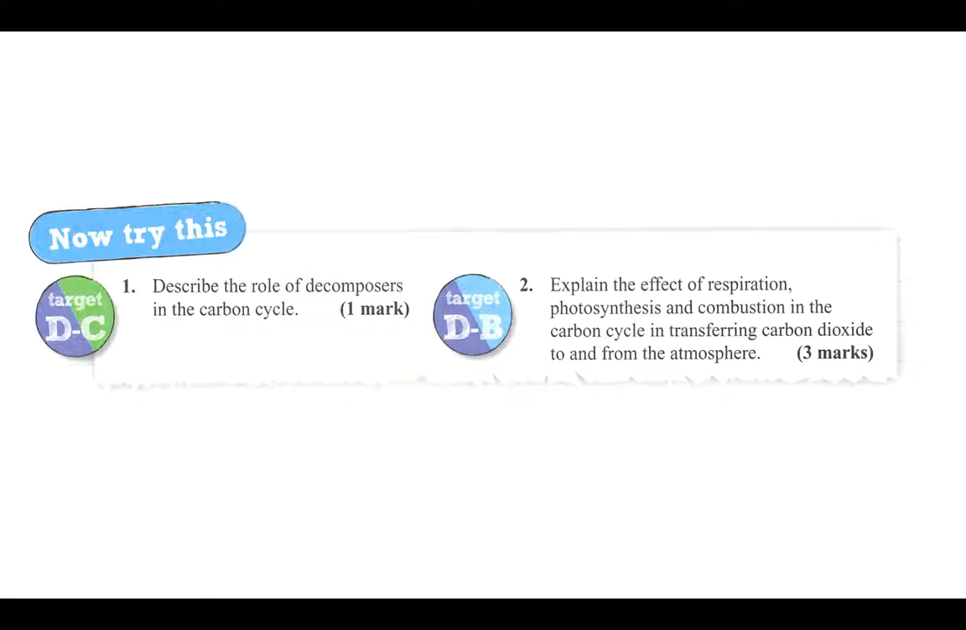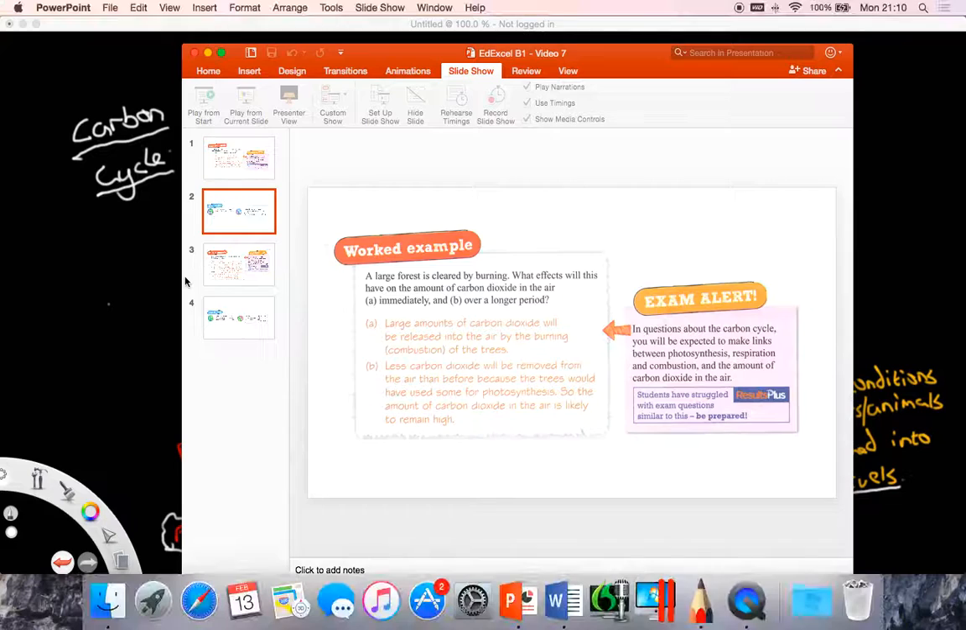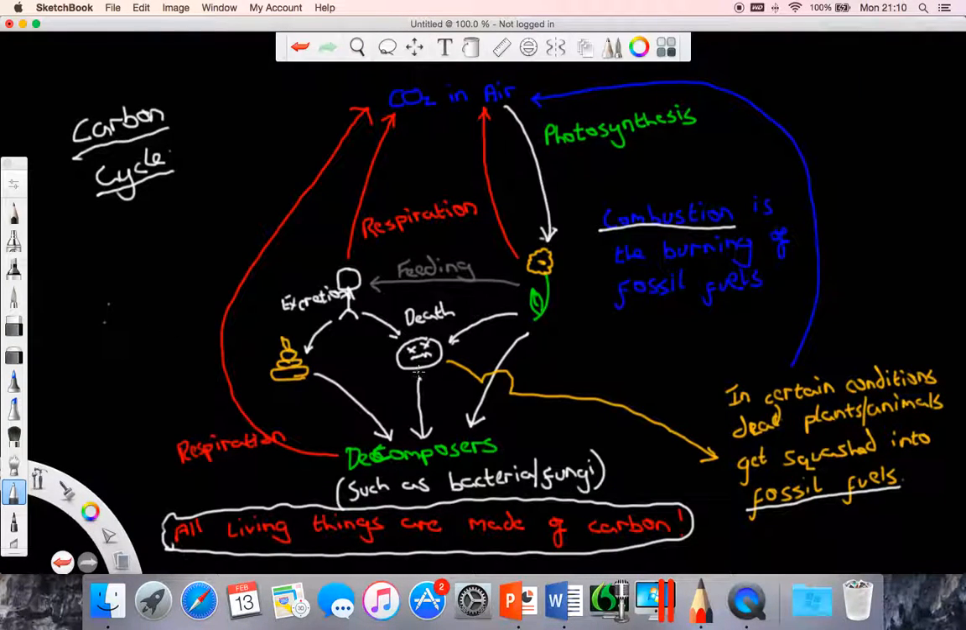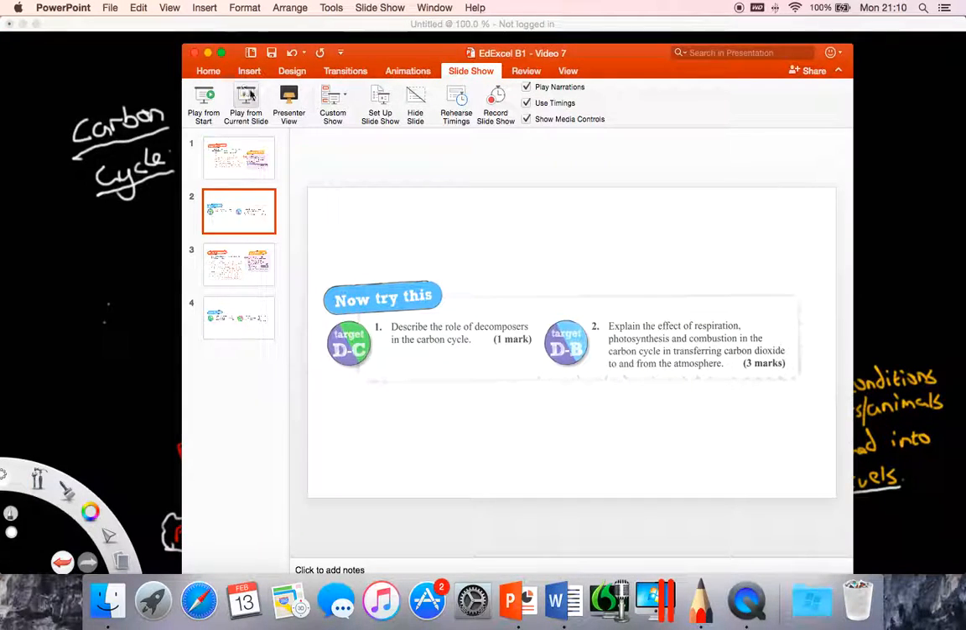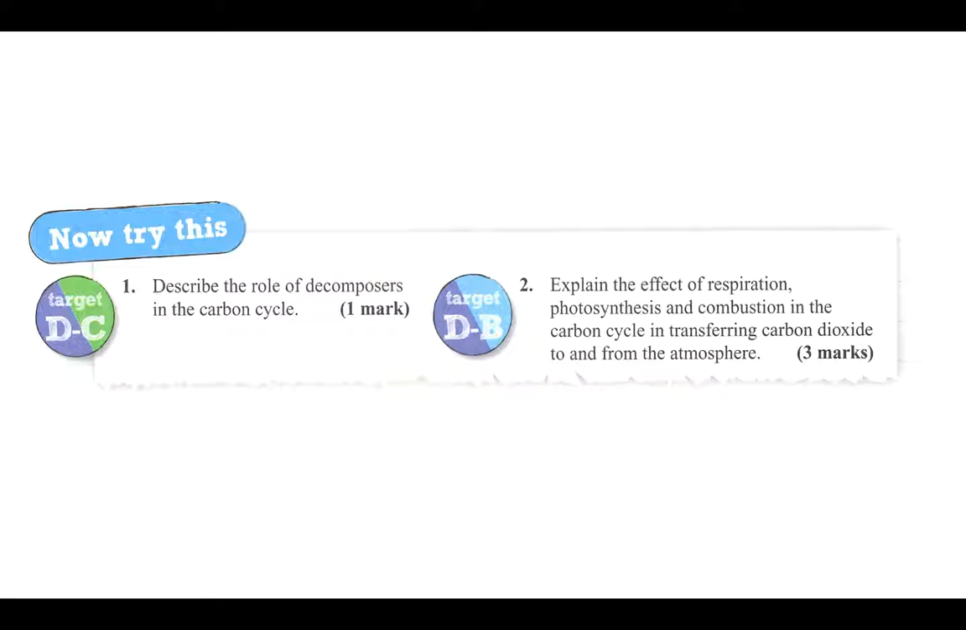Okay, so hopefully you've had a go at those questions. The first one says, describe the role of decomposers in the carbon cycle, 1 mark. You should have said that decomposers release carbon back into the air as carbon dioxide during respiration. So when decomposers break down dead organisms and excrement, poo, they respire and release the carbon back into the air as carbon dioxide.